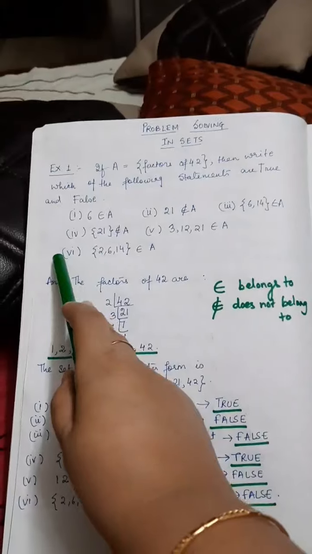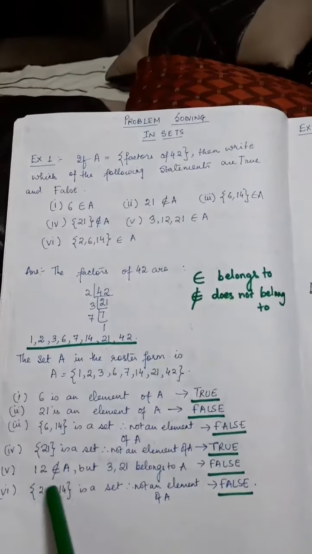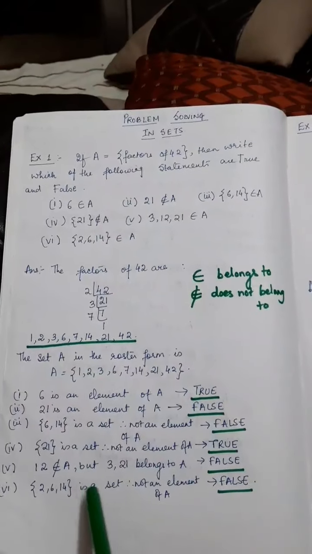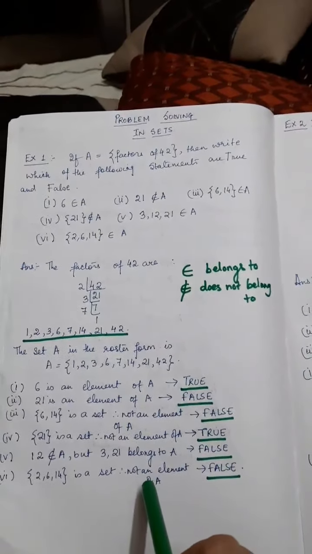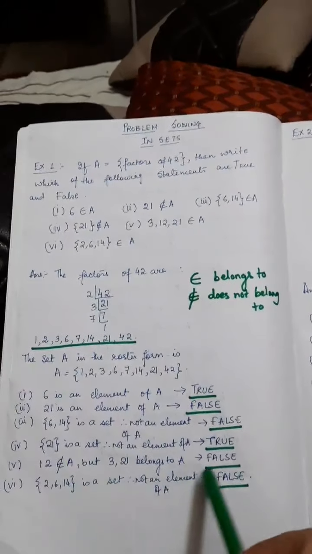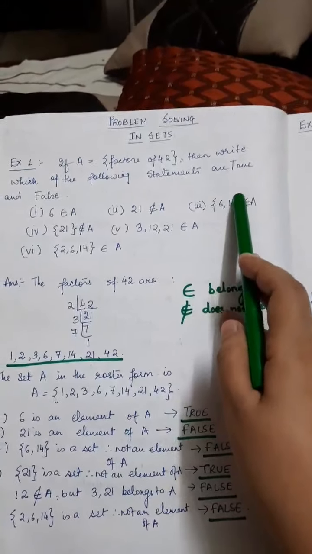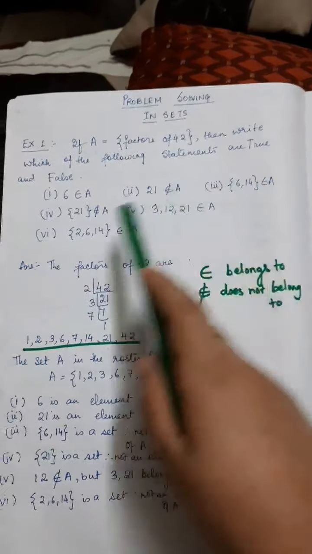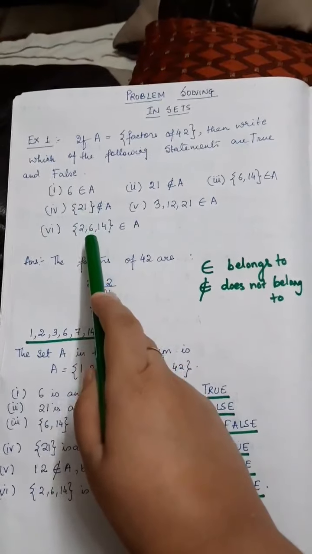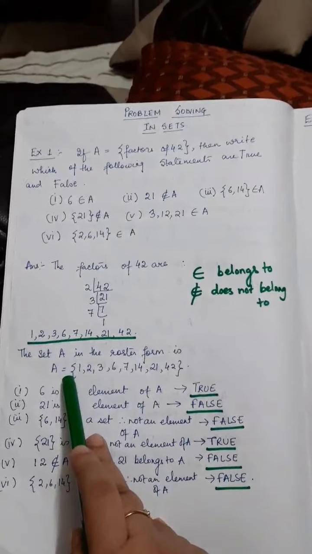The last part is 6. Set 2, 6, 14 belongs to A. So 2, 6, 14 is a set. So it is not an element, it's a set. So the statement is false. So remember, whenever you write it in brackets, it becomes a set. So this is a different set. This is a different set. This is a different set. So they do not belong to this set.